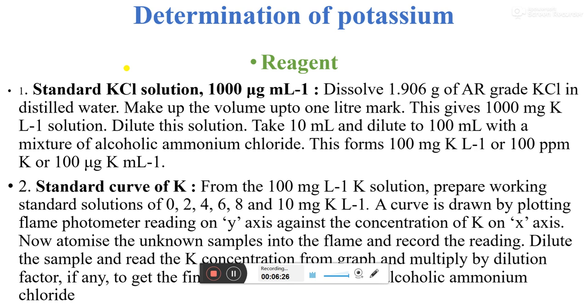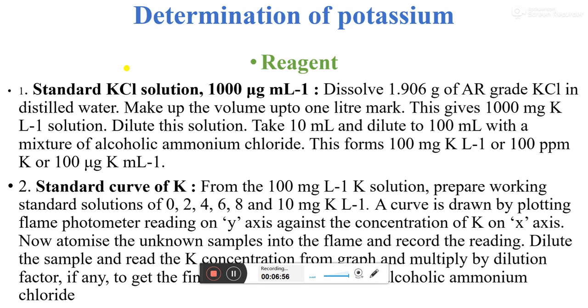The same procedure we follow for the determination of potassium. The reagent is standard KCl solution, that means potassium chloride solution of 1000 microgram per ml. Dissolve 1.906 gram of AR grade potassium chloride in distilled water and make up the volume to the 1 liter mark. This gives 1000 milligram potassium per liter of solution.